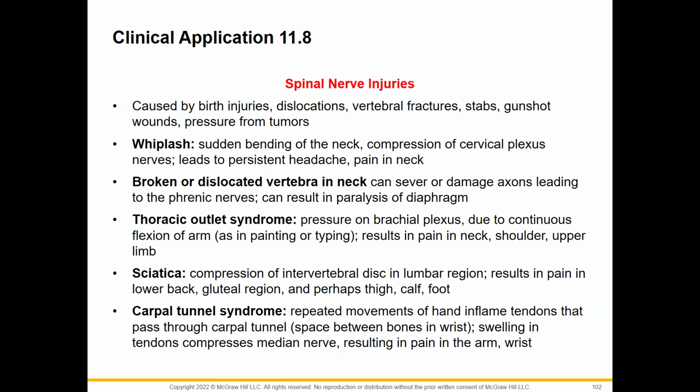So here are different types of spinal nerve injuries. You have whiplash. Whiplash is the sudden bending of the neck. When the neck bends suddenly, it will compress that cervical plexus, and that can lead to things like persistent headaches and pain in the neck. Because let's say you're riding in a car and the car is going 50, 60, 70 miles an hour, which means your body is traveling 50, 60, 70 miles an hour.